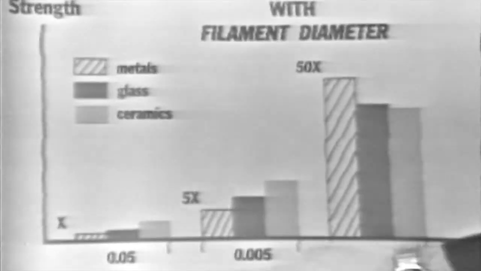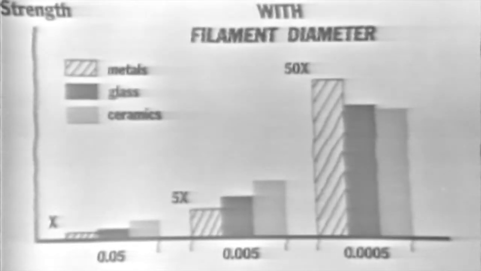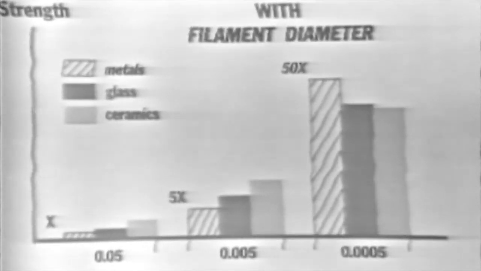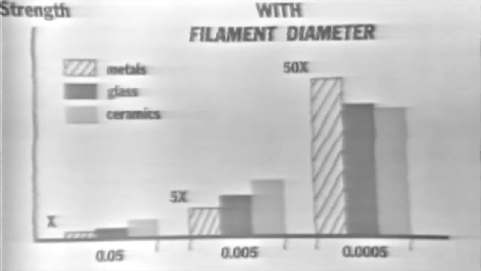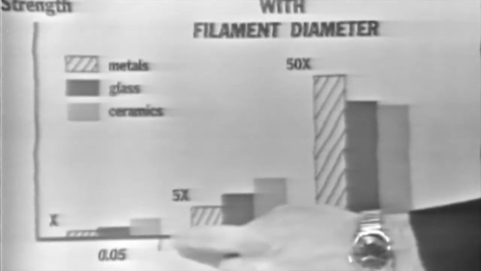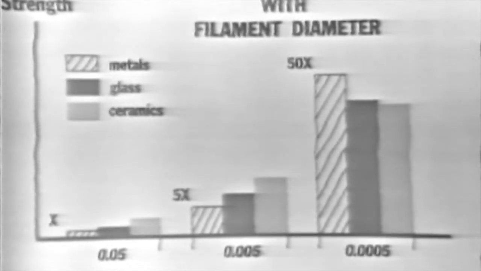Here we have plotted strength as ordinate and 3 diameter ranges on the abscissa. 3 different classes of materials are represented here: metals, glass, and ceramics. Notice in each instance how the strength increases as the diameter decreases. This may seem puzzling at first, but we now know that very fine filaments have fewer point defects. And because these point defects are a critical source of weakness, the very thin filaments will have much greater strength than filaments of larger diameter.